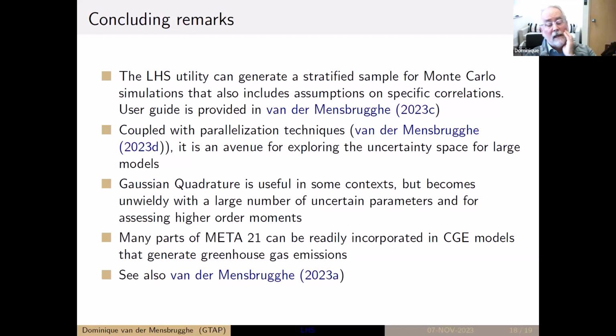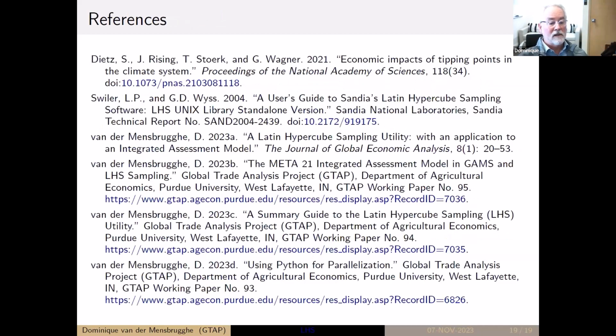And the other thing I want to say is that a lot of these impacts that are in Meta 21, especially the tipping points, can readily be incorporated in any CGE model that generates greenhouse gas emissions. So even though the economic part of Meta 21 is very, very simple, a lot of the apparatus that is constructed around the economic emissions model can easily be ported to other models, and the final reference is to the journal article itself. So here's a short list of the references from this talk.